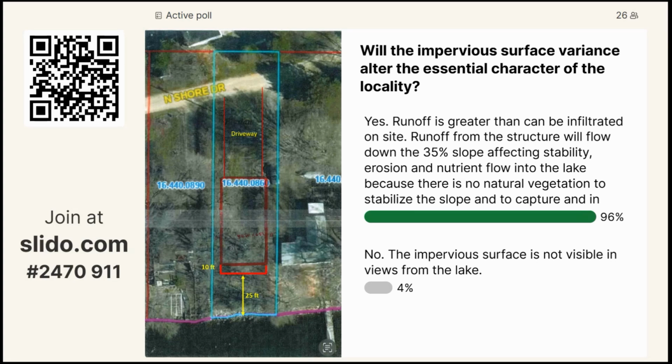Again, a lot of data to support the yes answer, and this was kind of a red herring. No one really took it, but obviously the impervious surface isn't visible. But I'm glad that you didn't look at it that way and that you looked at the other factors affecting water flow. And that's a great response.